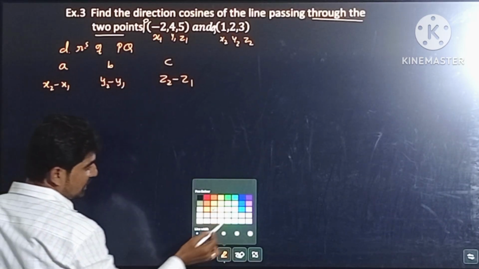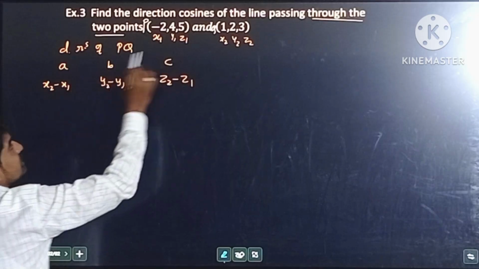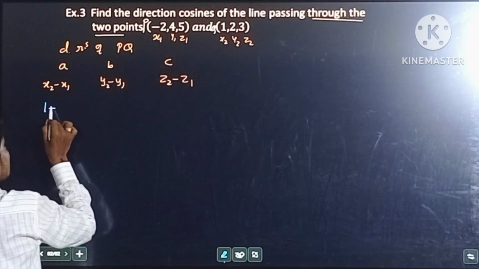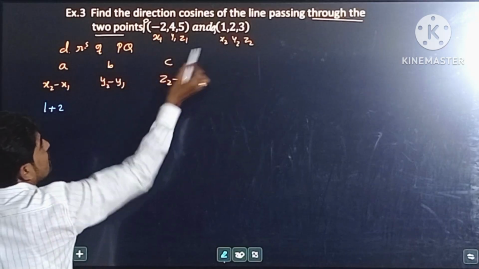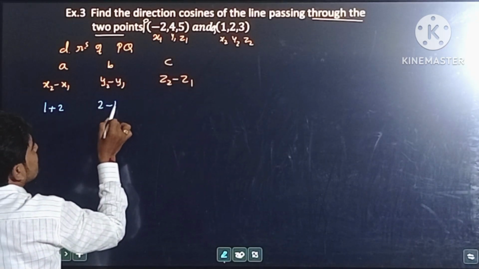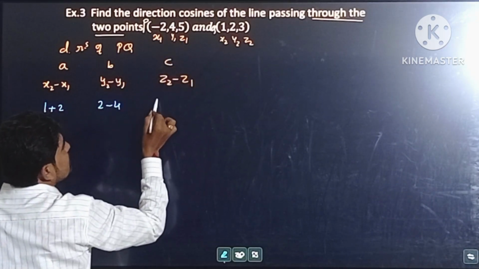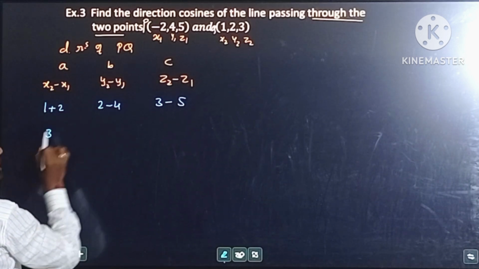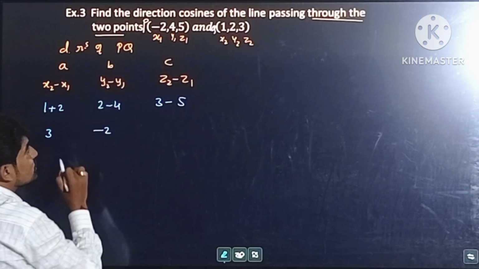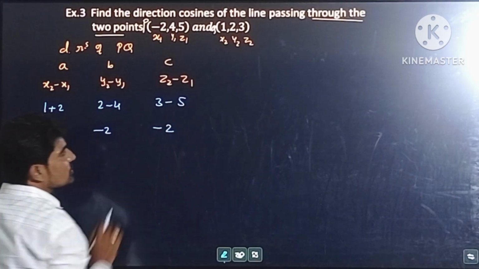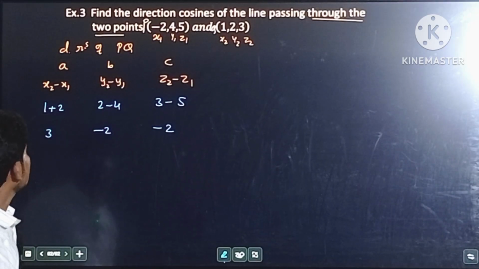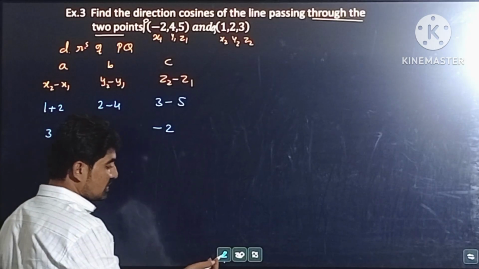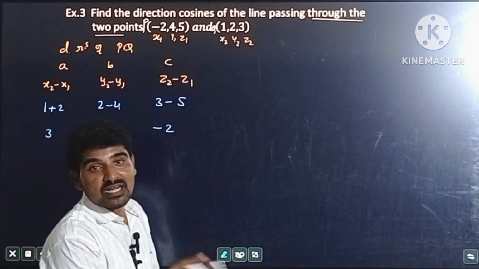Let's say the coordinates of the first point are x1, y1, z1 and of the second point are x2, y2, z2. So here the value of A is x2 minus x1, that is 1 minus 2, minus into minus plus 2, and similarly y2 minus y1, 2 minus 4, similarly z2 minus z1, 3 minus 5. Finally, the value of A is 3, the value of B is minus 2 and the value of C is minus 2. I hope all of you understood. Now see here, we know the values of A, B and C, so this situation is similar to the second question.